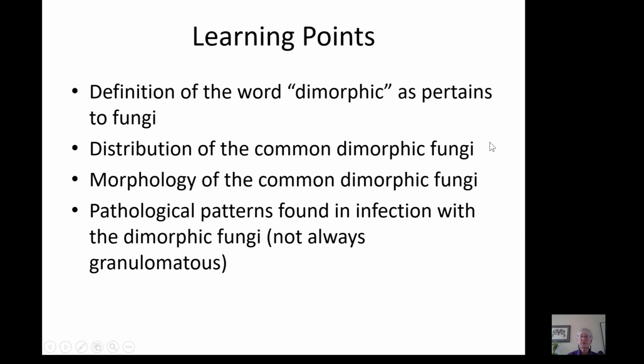So our learning points of this session were to understand the definition of the word dimorphic pertaining to fungi, to understand the worldwide distribution of common dimorphic fungi, and to understand the morphology of the common dimorphic fungi, and finally to understand the pathologic patterns which are involved in infection with the dimorphic fungi, and to understand that although they are part of the granulomatous differential diagnosis, they might not always be granulomatous.